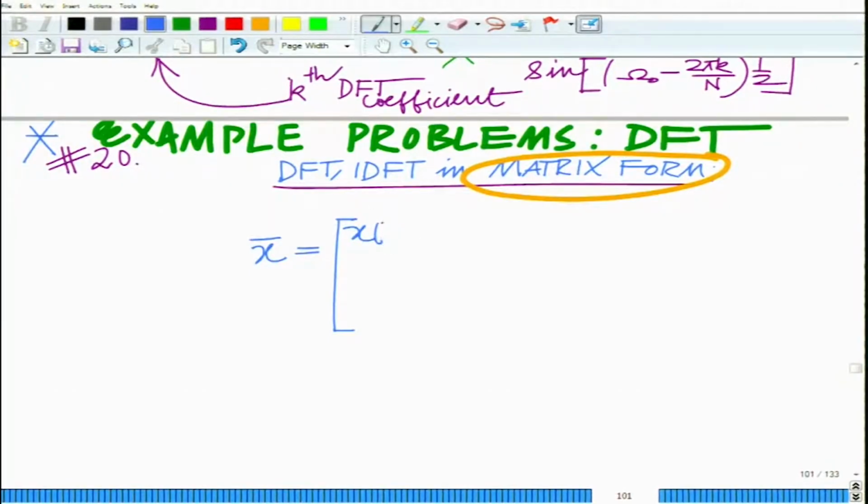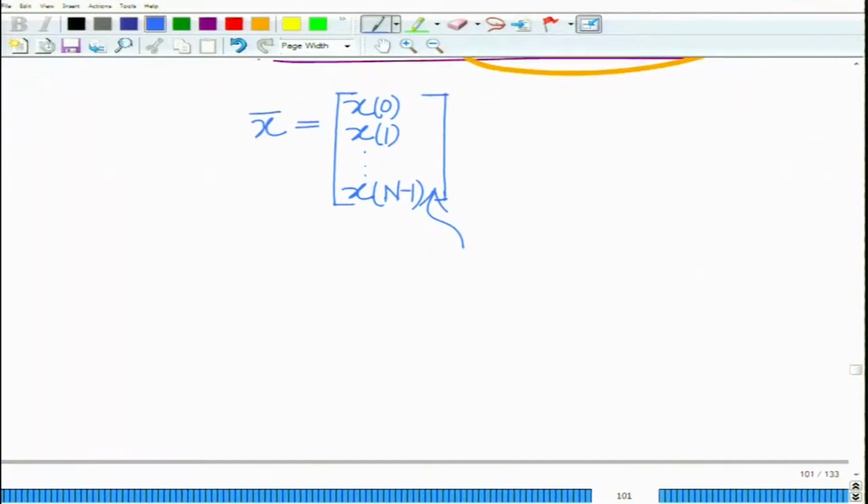So, what we want to do is, given x bar, the finite length signal, that is x0, x1 up to xn minus 1, and well, you can see these are n samples, correct. So, these are n cross 1 vector corresponds to n samples, okay, n length signal.